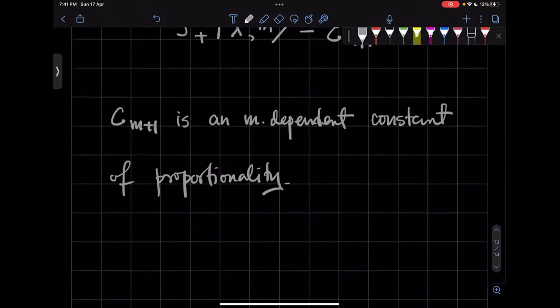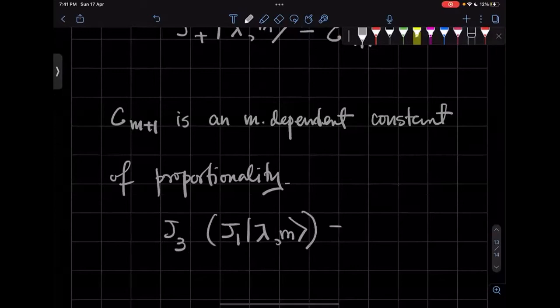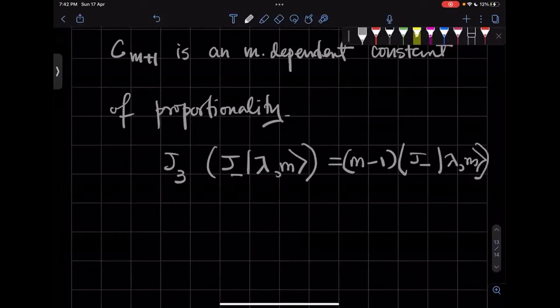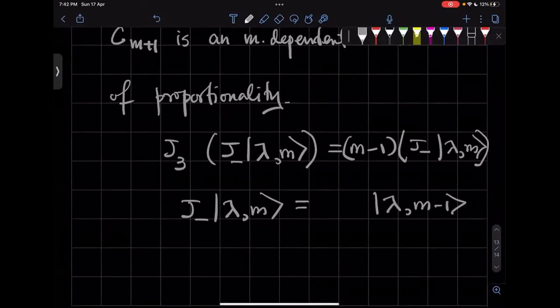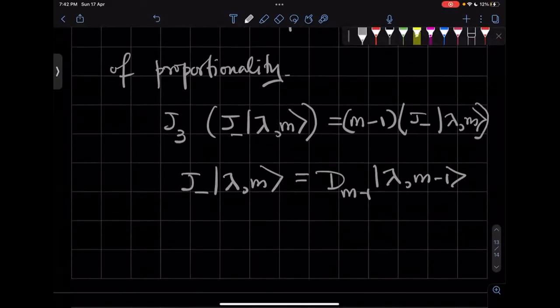Okay. So now similarly, we can ask what is the effect of applying J minus on this state. If I apply J minus on lambda m, and then ask what its J3 eigenvalue is, by using the other commutation relationship, we get m minus 1 times, sorry, this should be a J minus, not J1, J minus lambda m. So this tells us that J minus lambda m is proportional to lambda m minus 1, and we can call the proportionality constant d m minus 1. Any questions so far?